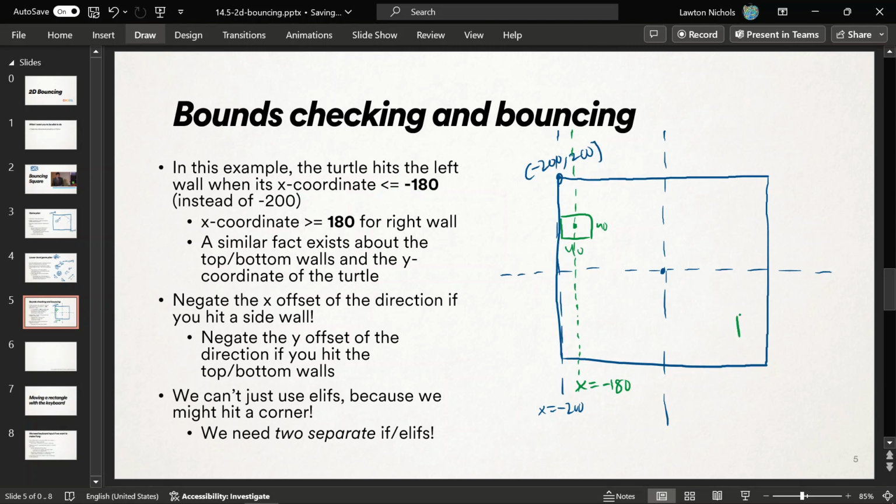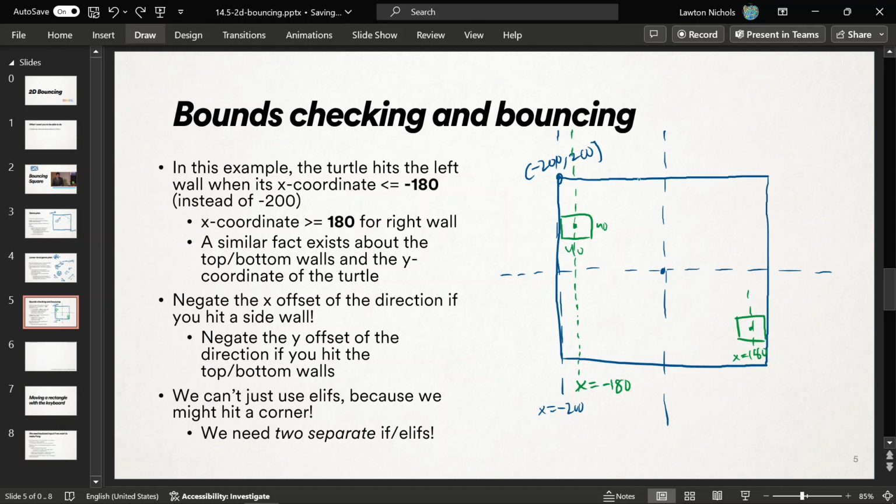Same is true for the right wall. It's x equals 200 over here, but we're talking about the middle of the turtle. So when the x is equal to positive 180 or any bigger than that, that means we hit the right wall. All right. I hope that makes sense.